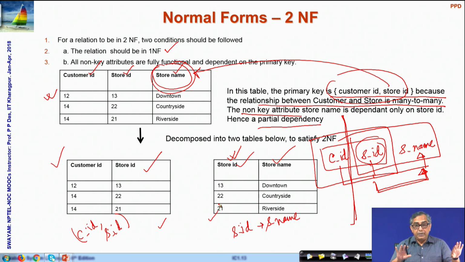There is no partial dependency anymore, and whenever I want to know the store name that a particular customer visited, if I say what is the store name that customer 12 visited, I will be able to find that, because I will know that she has visited store ID 13 and store ID 13 has the name downtown. So, this is the structuring in terms of the 2 normal form.